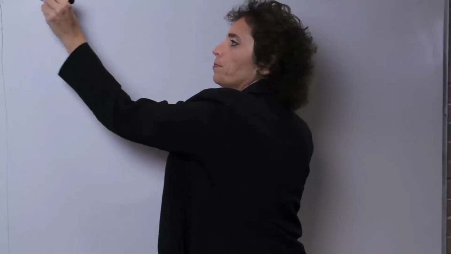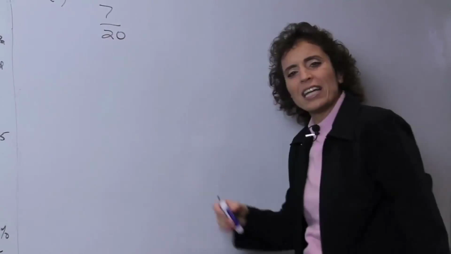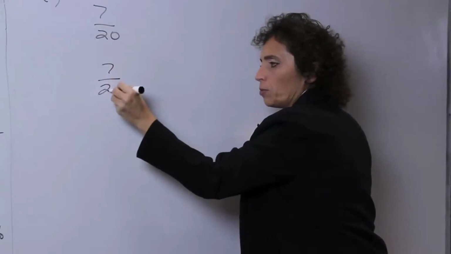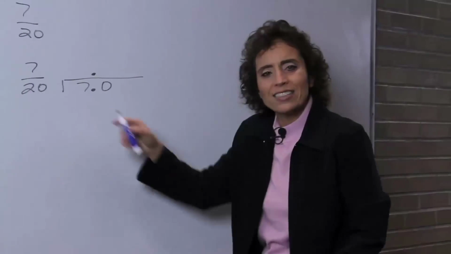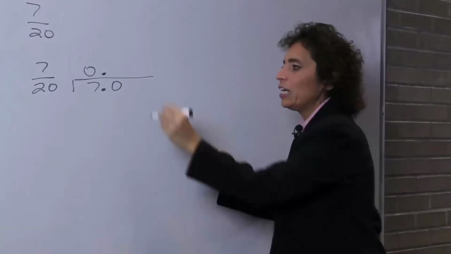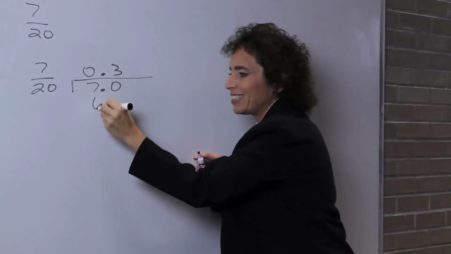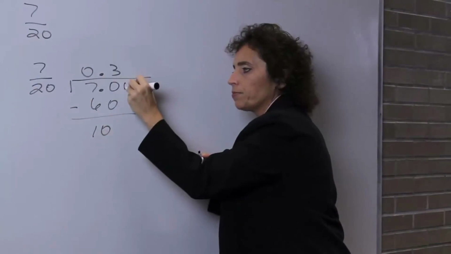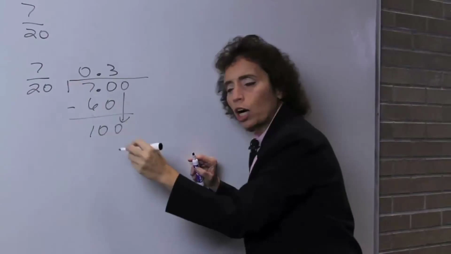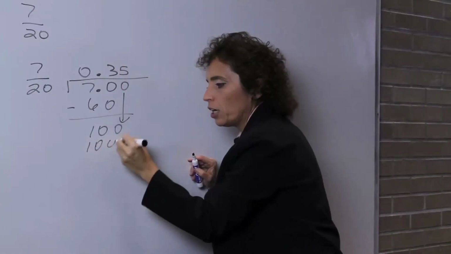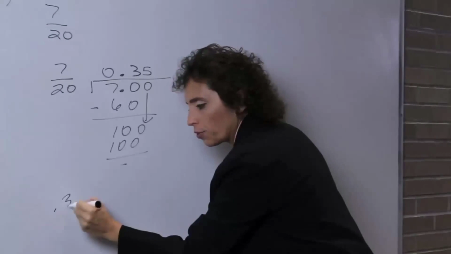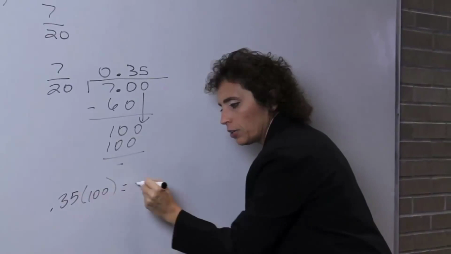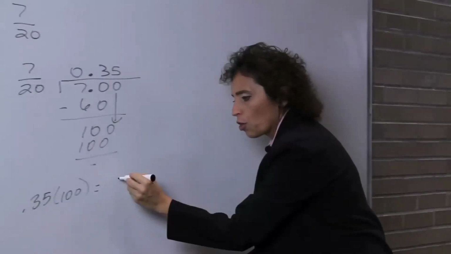Okay, look at 7/20. I don't know what you wanted to do. Absolutely up to you. Some people like to divide first. If you'd like to divide first, doesn't matter what you do, you should get the same answer. Bring the point up. 20 does not go into 7. 20 goes into 70 3 times. 20 times 3 is 60. You get 10. Bring down your 0. 20 into 100 is 5. And that's 100. Awesome. So that is 0.35. You did not multiply by 100 yet. 0.35 times 100 is, move the decimal 2 places to the right, 35%.